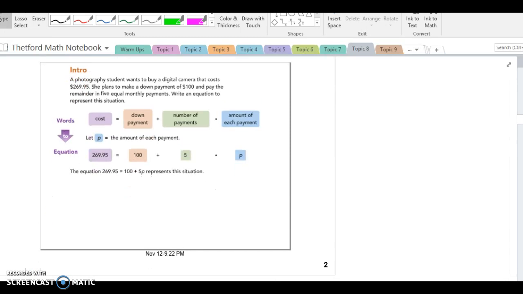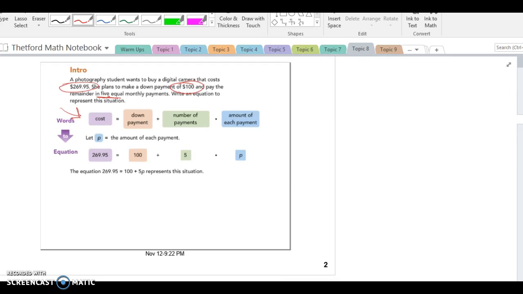All right, so a photographer or a photography student wants to buy a digital camera that costs $269.95. Oh my goodness. Whoa, $269.95 camera. And she wants to make a down payment of $100 and pay the remainder in 5 equal monthly payments. So we know in words, and it's always better to write it in words first, that way you can then go back in and plug in the information that we know.